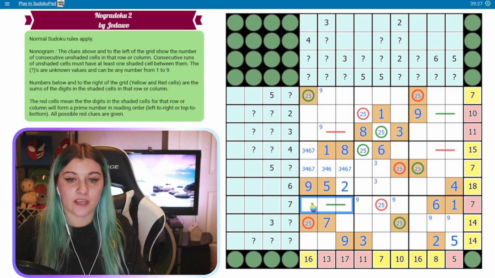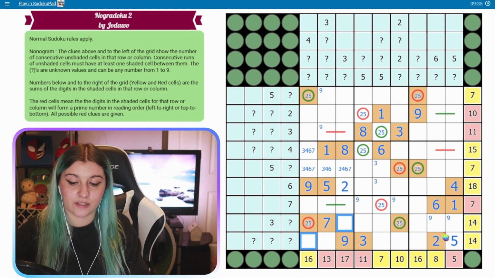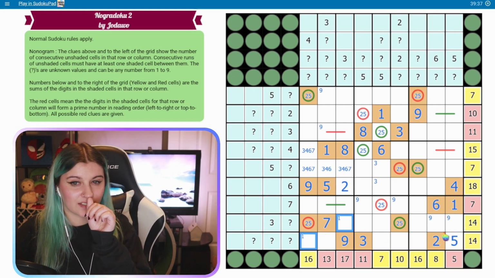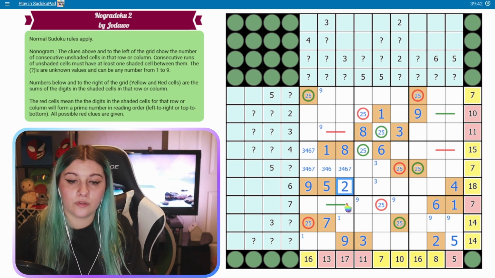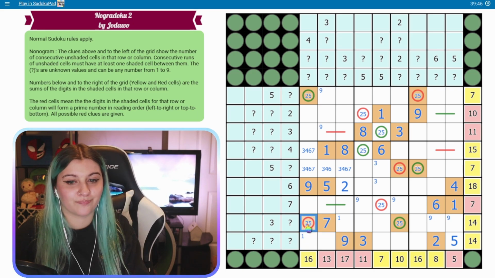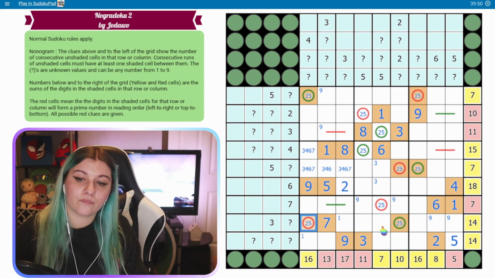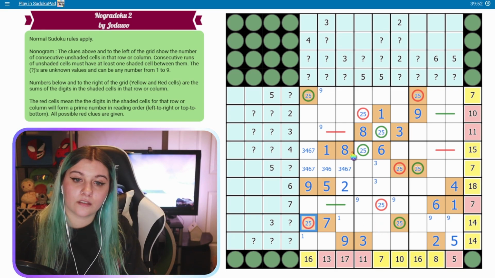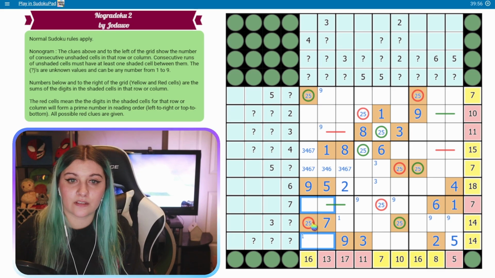1 and 6 can't go here. So 1 and 6 need to go here. 1 has to go here or here. I'm gonna start marking these. A 2 can't go here, so a 2 is definitely going, nope. 2s are red and green. I shouldn't look at 2s. 8 can't go here. So 8 is gonna be one of these.